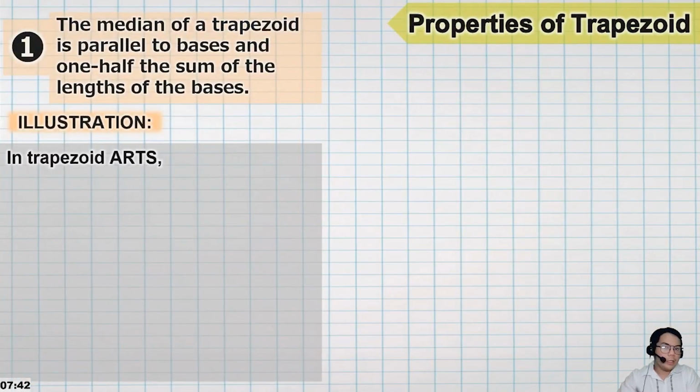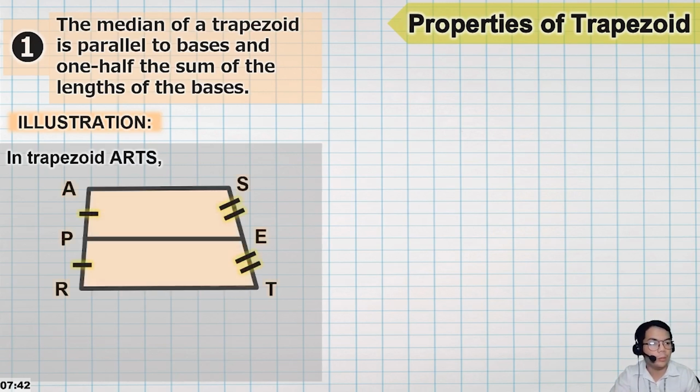First, let's start with the regular properties of a certain trapezoid. Not necessarily an isosceles trapezoid. But these properties na i-discuss natin sa una ay properties din naman ng isang isosceles trapezoid. So the first property states that the median of a trapezoid is parallel to the base and one half the sum of the lengths of the bases.